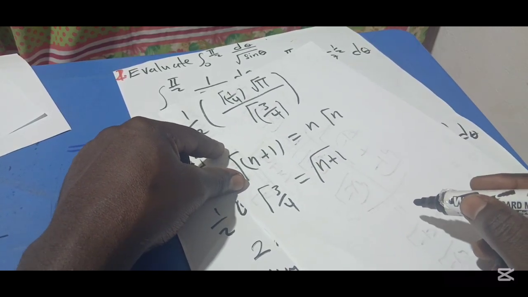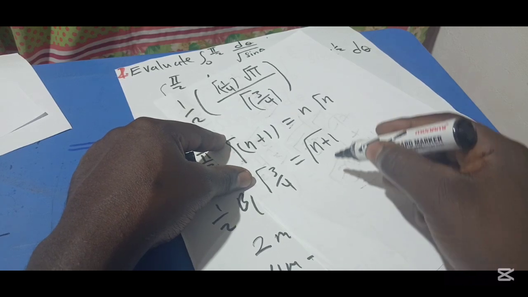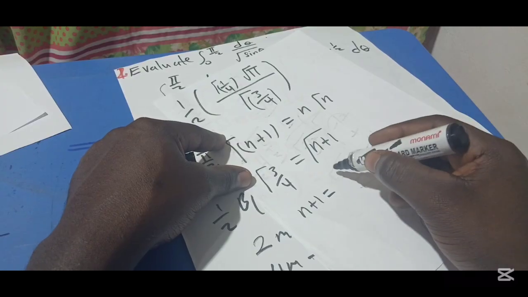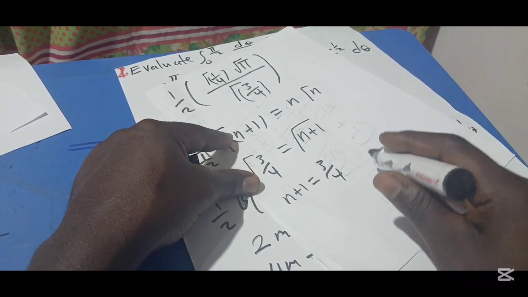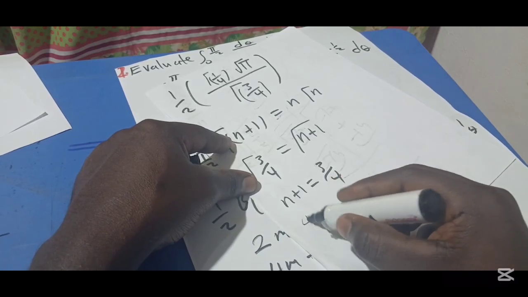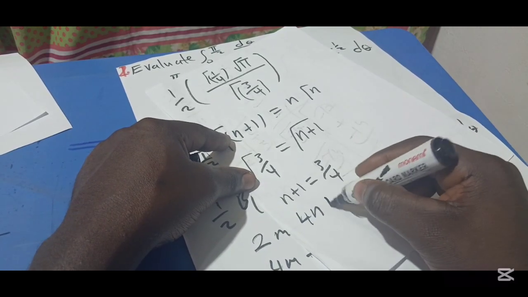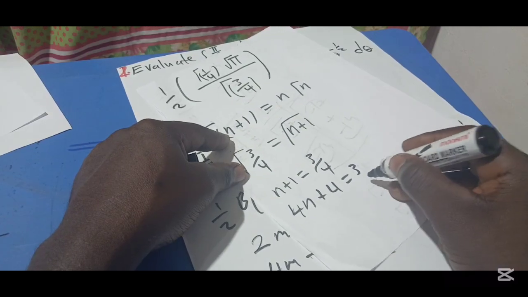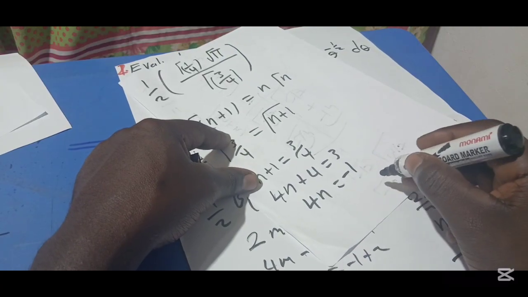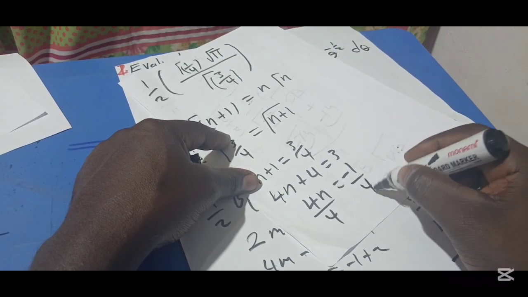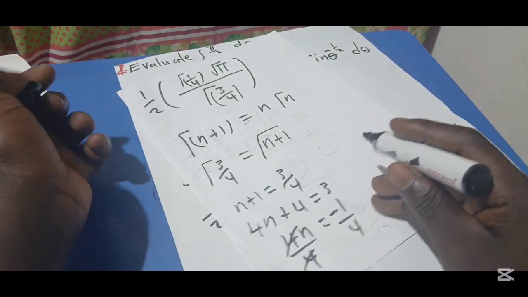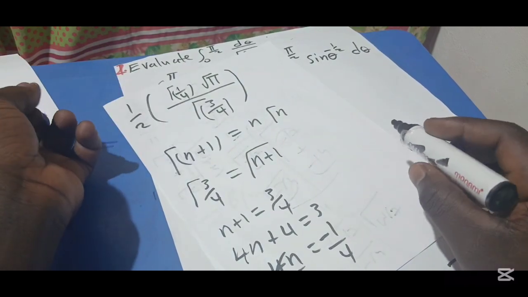A simple way of doing this is to form a basic equation. So equate this to that: n plus 1 equal 3 on 4. Simplifying this, multiplying through by 4, we get 4n plus 4 equal 3, right? So 4n, crossing the 4 over, gives us minus 1, right? So we divide both sides by 4, and it gives us minus 1 on 4.